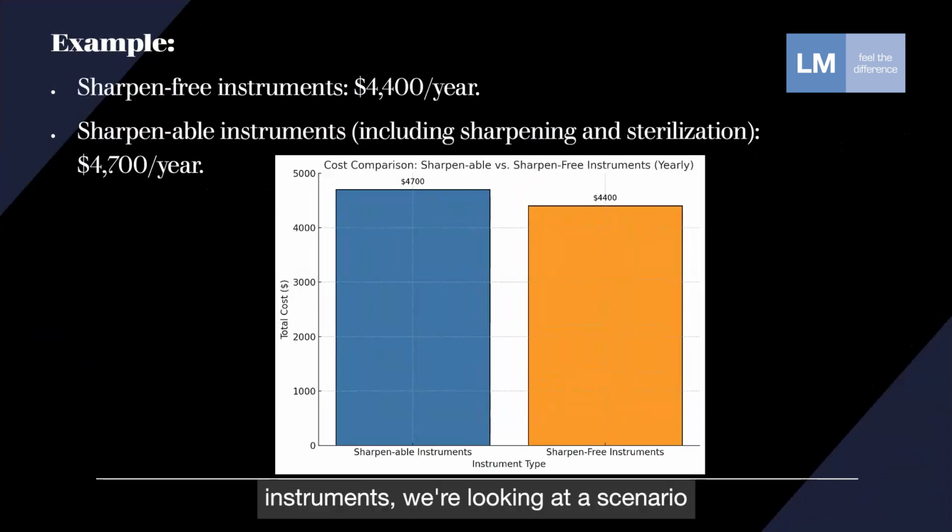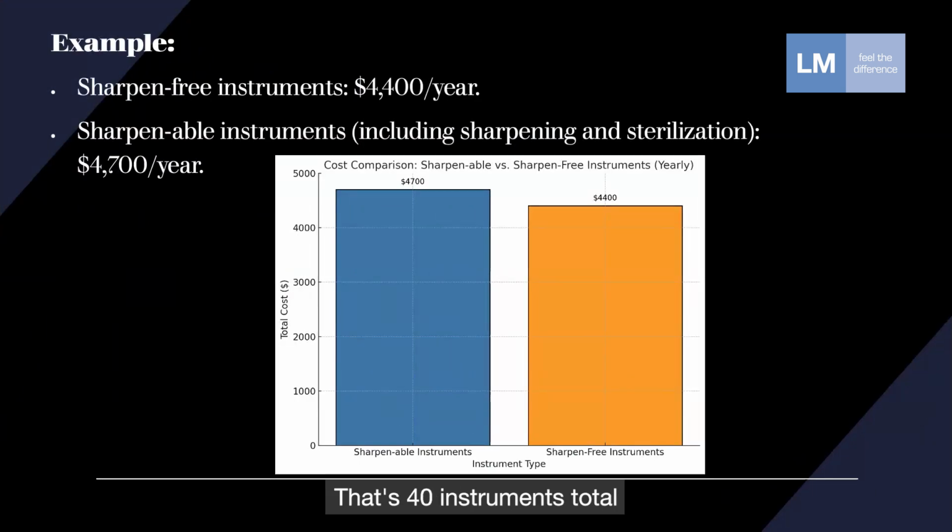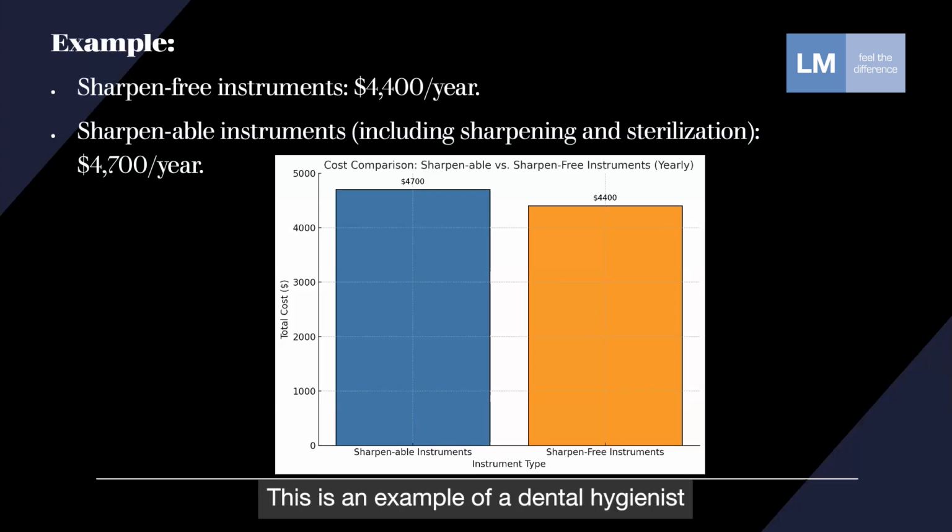For sharpenable instruments, we're looking at a scenario where a practice has 8 kits, each containing 5 instruments. That's 40 instruments total, at approximately $80 per instrument. Factoring sharpening time, this is an example of a dental hygienist sharpening all the instruments with just 1 hour of sharpening every 2 weeks. Where in reality, it probably is going to take more than 1 hour.